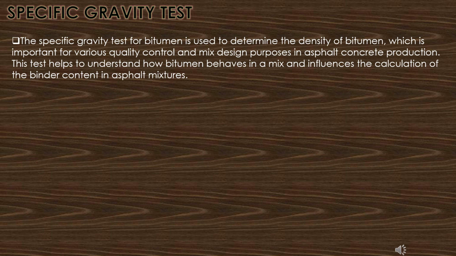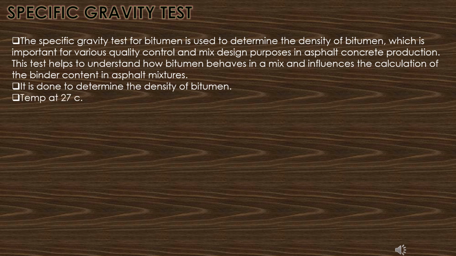Specific gravity test. The specific gravity test for bitumen is used to determine the density of the bitumen, which is important for various quality control and mix design purposes in bitumen or asphalt concrete production. The test helps to understand how the bitumen behaves in the mix and influences the calculation of the binder content in the asphalt mixture. It is done to determine the density of the bitumen.